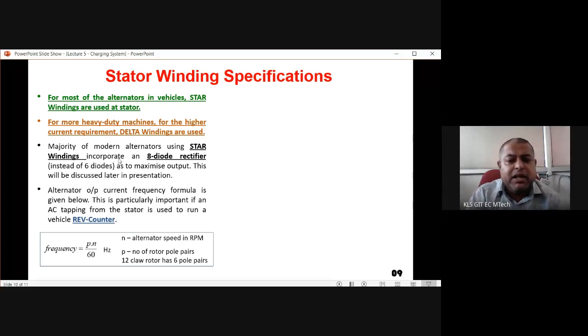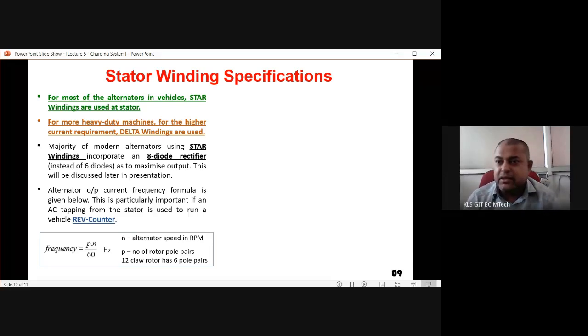This is particularly important if an AC tapping from the stator is used to run a vehicle rev counter. So a special tapping is taken out from the stator, which can be given to the rev counter, the revolution counter. What is a revolution counter? It is used to measure the revolutions, and from there we can calculate the frequency of the generated waveform. And what is the formula for frequency of the generated waveform? It is P into N divided by 60, where N is the number of revolutions per minute for that alternator rotor. And what is P? P is the pole pair for the rotor.